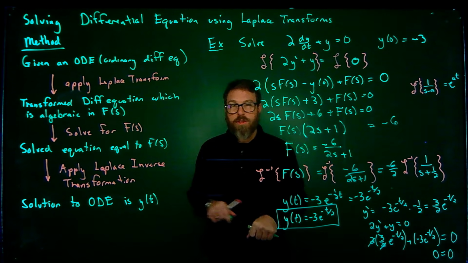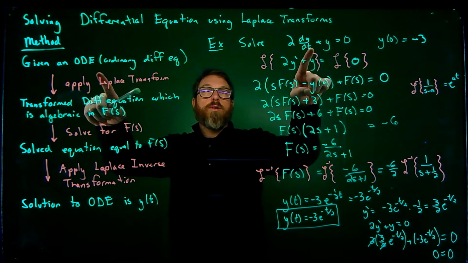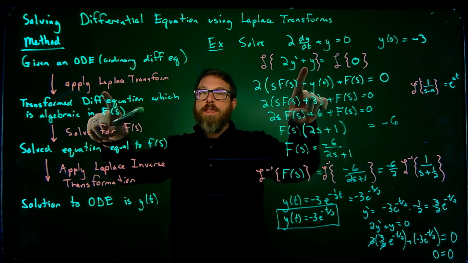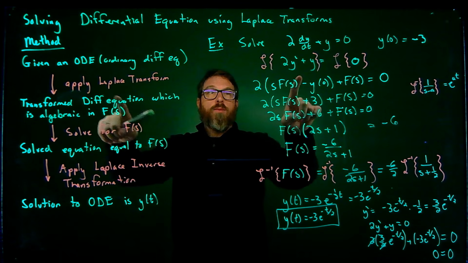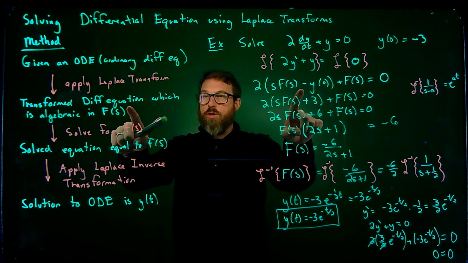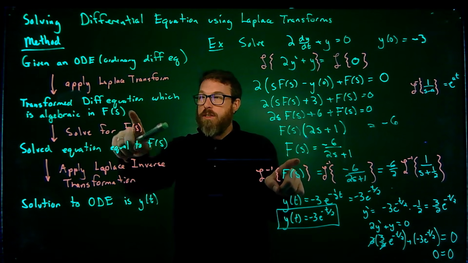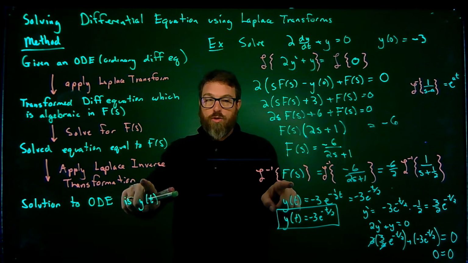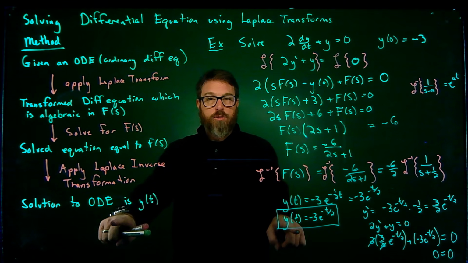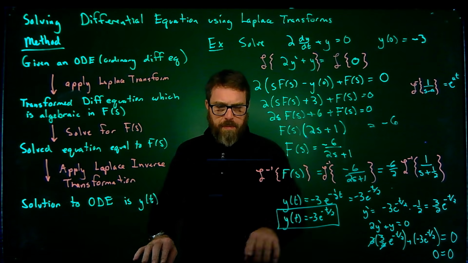Now let's walk through the method to make sure that we see what we did here. First, we're given an ordinary differential equation. Then we have to apply the Laplace transform. Once we have that, we have this transformed differential equation, which is algebraic in this capital F of s, which means I can solve this for F of s. Once I solve for F of s, I can do the inverse Laplace transform, which is going to spit out my solution.